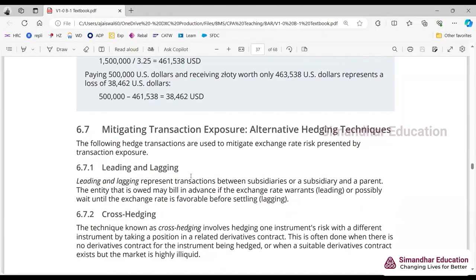Leading and lagging. Leading means that wherever the currency rate is favorable, let's say in the case of a parent-subsidiary relationship, if the currency rate is favorable in one subsidiary, we'll try to lead in that subsidiary, and we'll try to lag wherever the currency rate is weak.